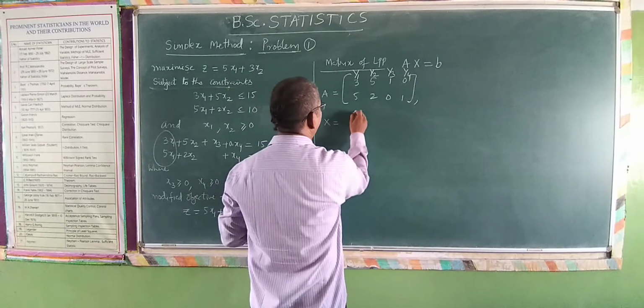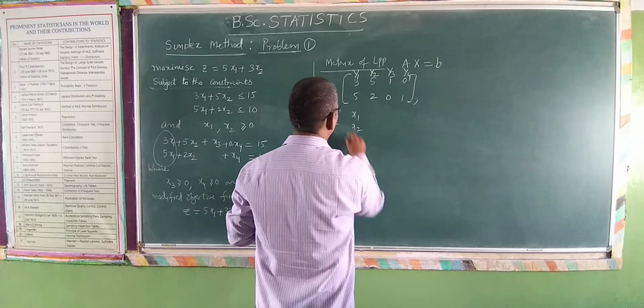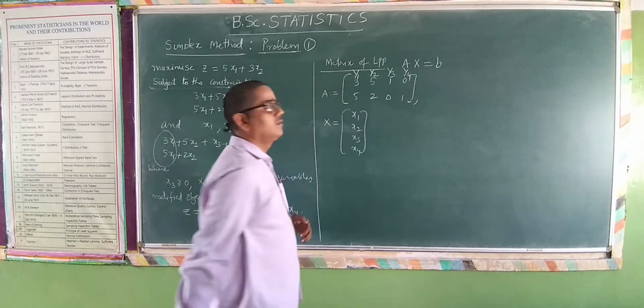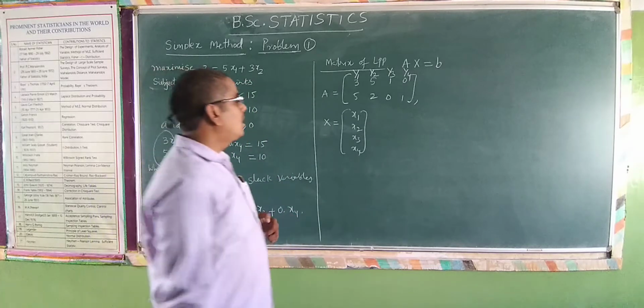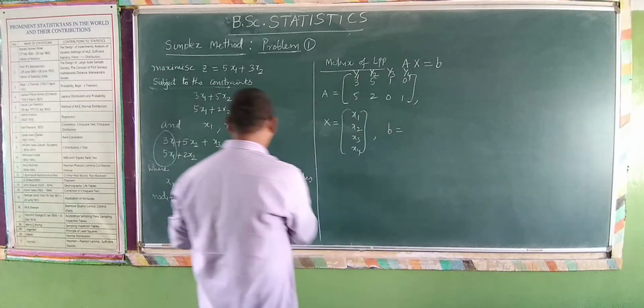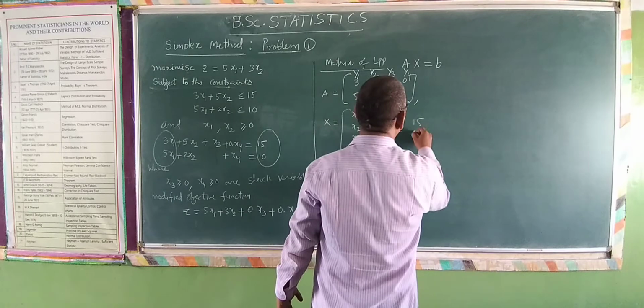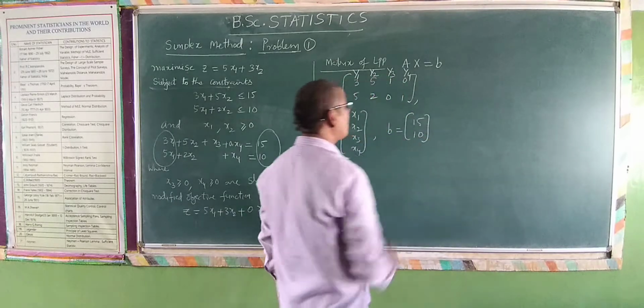Then X, I am writing X here, is the column matrix x1, x2, x3, x4. And B is the right hand side constant vector, which is 15 and 10. We have to write that as the right hand side constant vector. This is the matrix form.